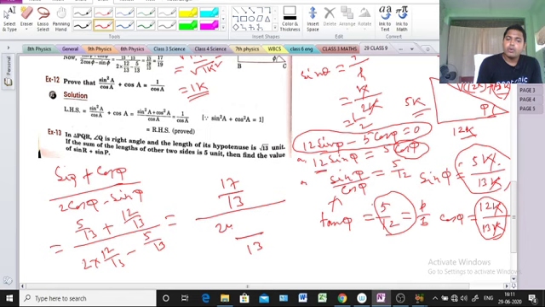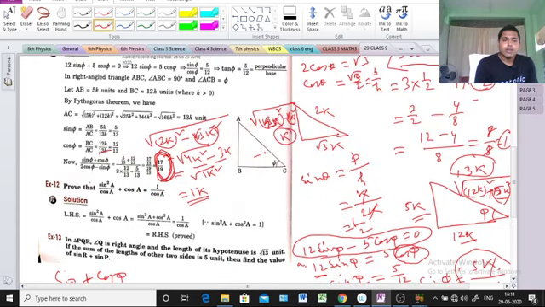So 13 will be cancelled. We are getting 17 in the numerator and 24 minus 5, that will be 19. That means 17 by 19, this is the answer. Check your answer. Here you can see the given is 17 by 19. This is the answer. Okay, clear?